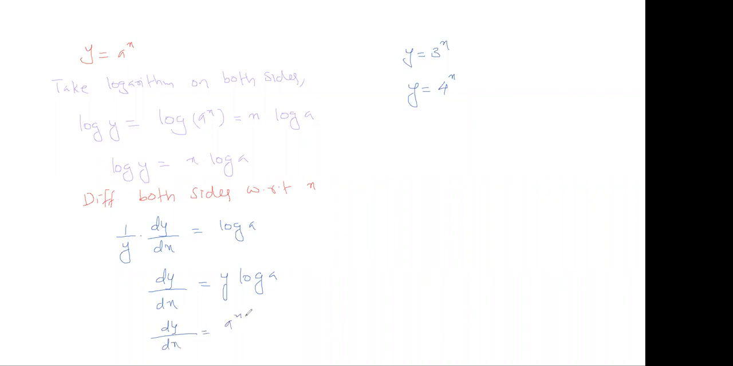Substitute back, a to the power x log a. So this is a standard result: the derivative of a to the power x is a to the power x into log a. So here you can say the derivative of 3 to the power x is 3 to the power x into log 3. The derivative of 4 to the power x is 4 to the power x into log 4.